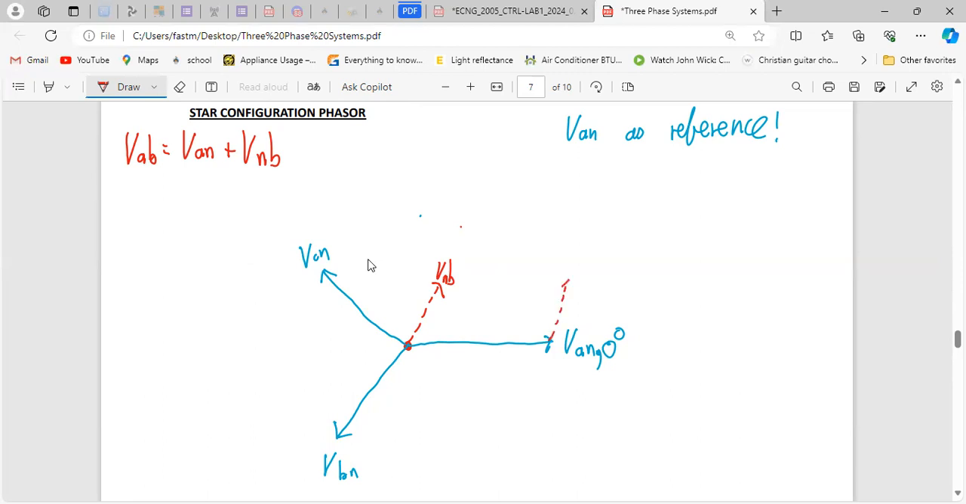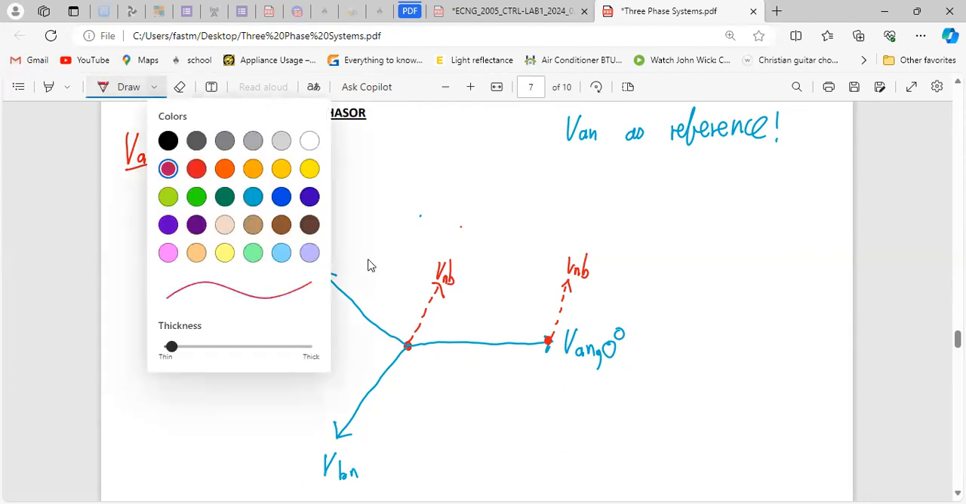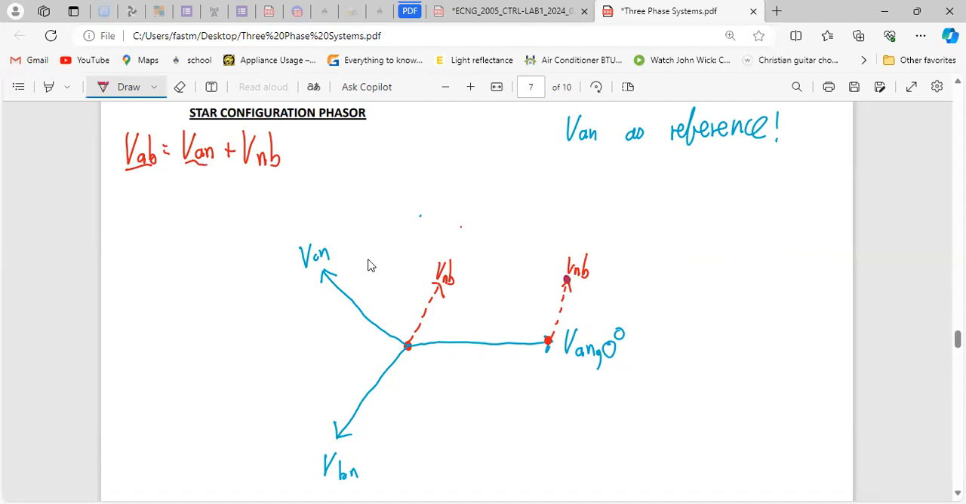There's a parallelogram. If I add VAN and VNB, which is what the equation gave you, VAN plus VNB will give you VAB. So what you have to do now is just draw a line to connect the two, connecting this with the middle piece. If you want to make it look nice, you can connect the parallel sides, and that is it.